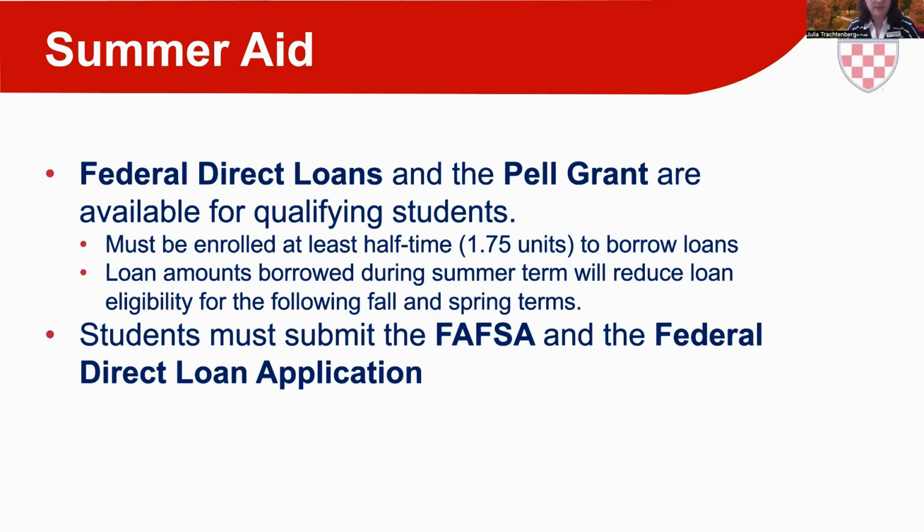If you're interested in taking out loans during the summer or seeing if you qualify for a Pell Grant, you'll have to submit the FAFSA for the upcoming school year. And then there's a summer federal direct loan application that will become available on our website, usually in March prior to the summer starting.